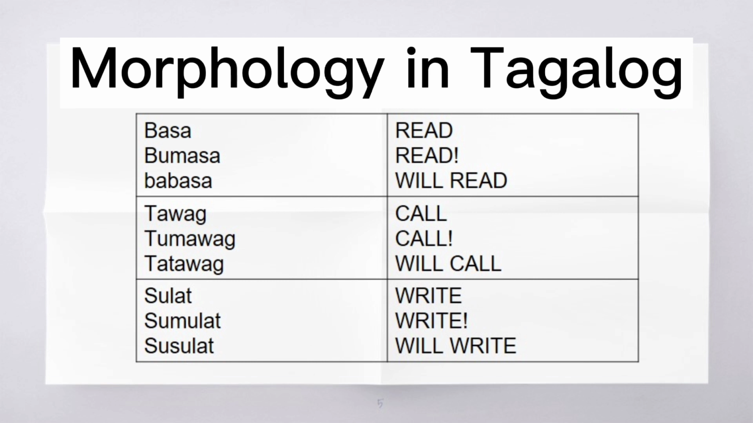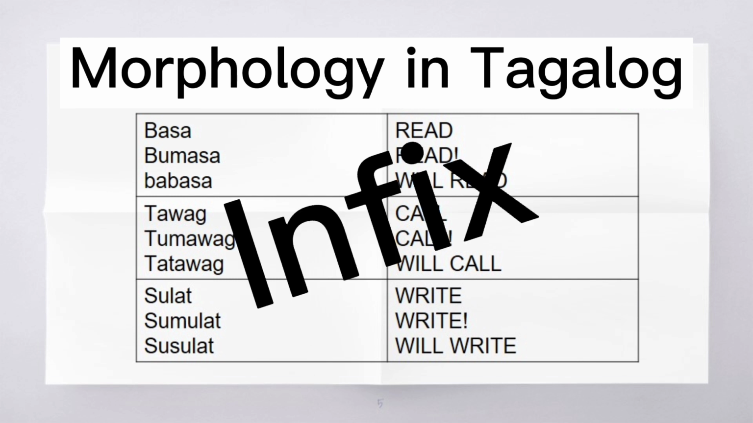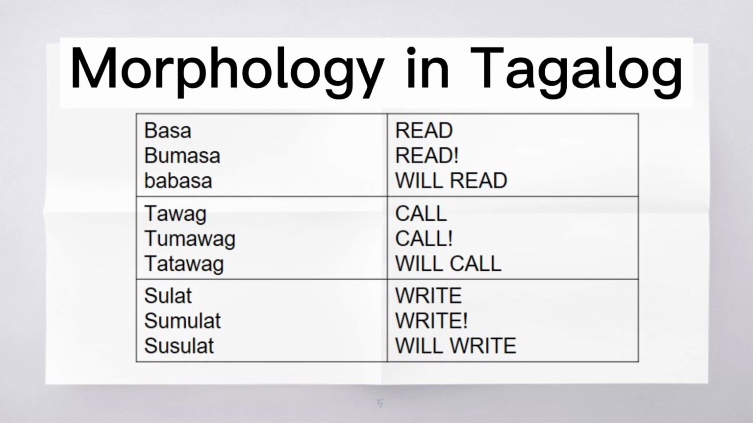Susulat means will write. If we assume that basa, tawag, sulat can be treated as a stem, then it appears that in the second item, bumasa, tumawag, sumulat, an element has been inserted after its first consonant, or more precisely after the syllable onset. It is an example of an infix. In the examples babasa, tatawag, susulat, the change involves a repetition of the first syllable as basa becomes babasa. So referring to the future in Tagalog is done via reduplication.